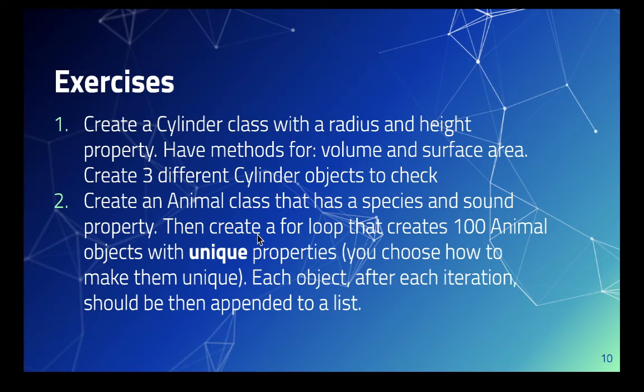And then what you want to do is create a for loop that creates a total of 100 different objects with unique properties. And you can choose how to make them unique. So for example, you may have a list of different species and a list of different sounds. And then you can choose randomly from that. So this is also testing whether or not you understand how to use the random class. Then you want to basically just append each object to an ongoing list. And this will test a lot of things. It's testing whether you know how to create an object, whether you know how to use the random property, how methods work, and all this stuff.